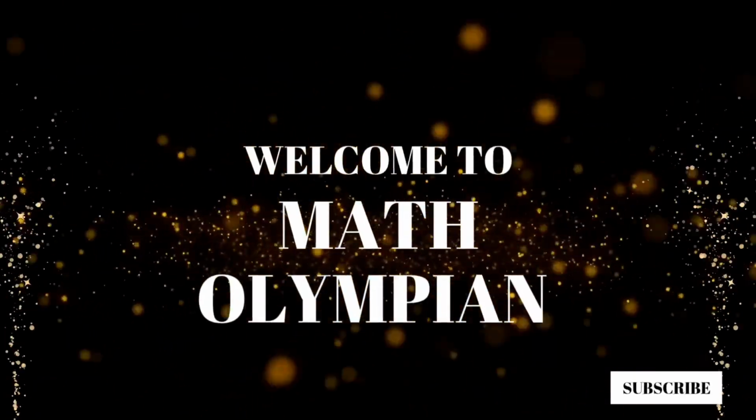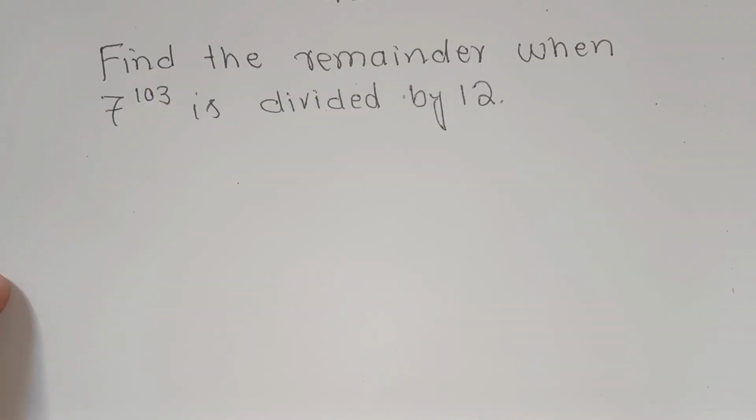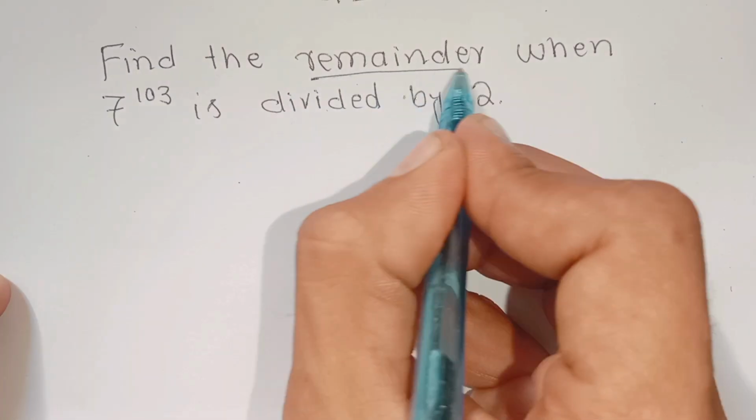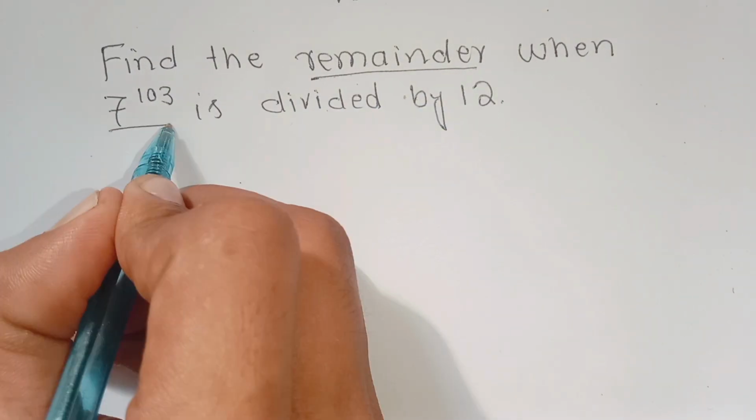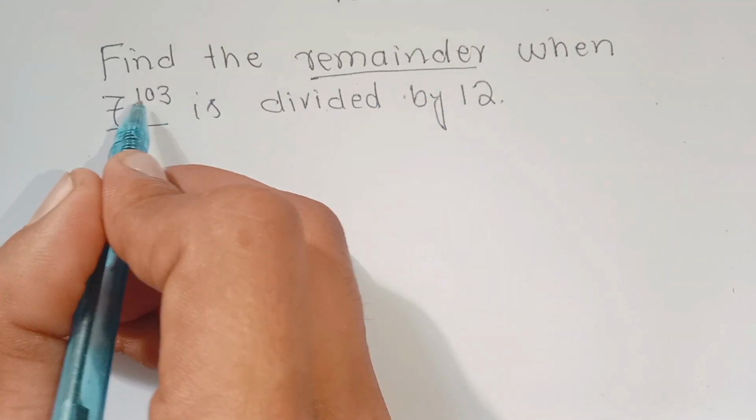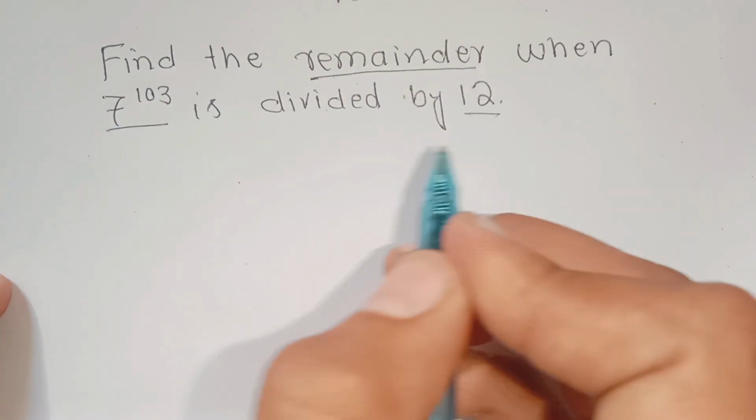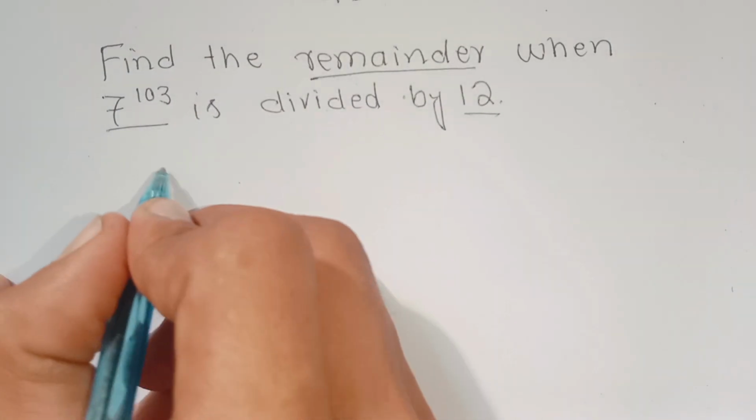Hello everyone. In this video we are going to solve this interesting problem. We have to find the remainder when we divide 7 raised to the power of 103 by 12. To solve this problem we use congruence.